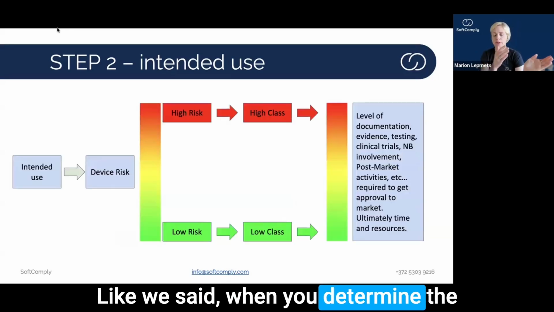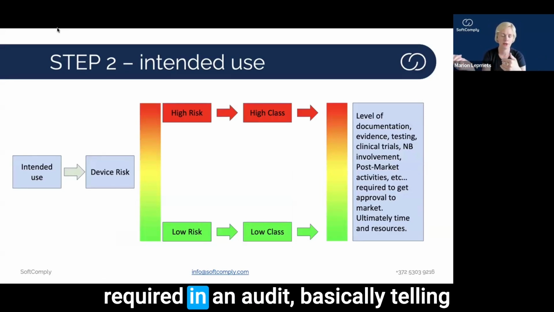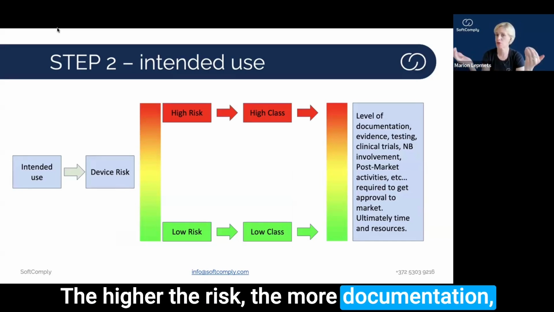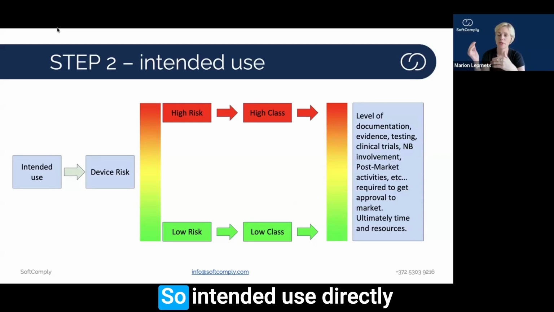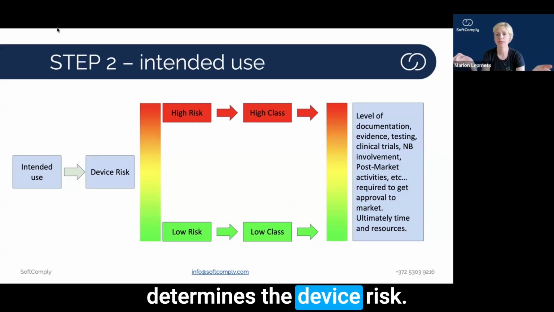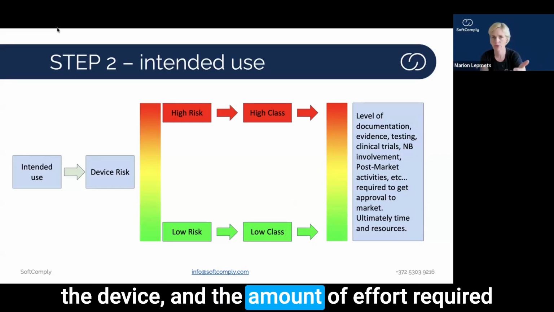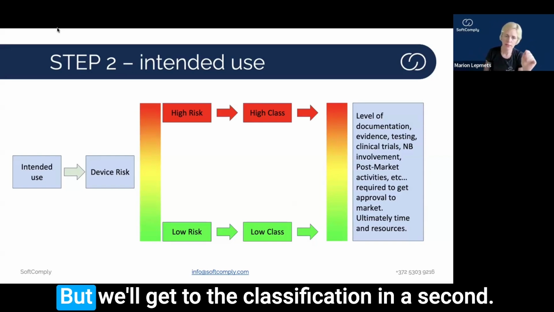Like we said, when you determine the intended use, it determines the evidence required in an audit, basically telling you if your device risk is high or low. The higher the risk, the more documentation, evidence, testing you will need, the more notified body audit details will include. So intended use directly determines the device risk. The device risk determines the classification of the device and the amount of effort required to put the device through an approval process. But we'll get to the classification in a second.